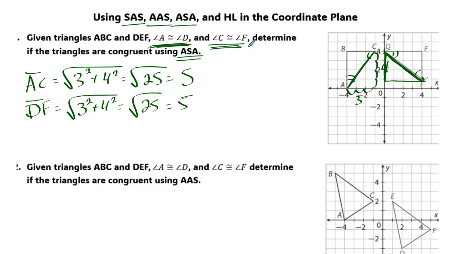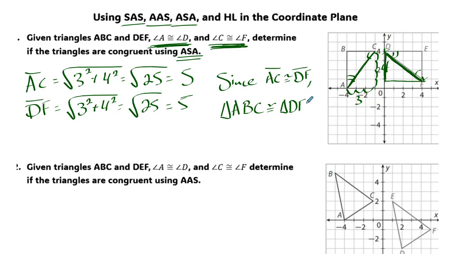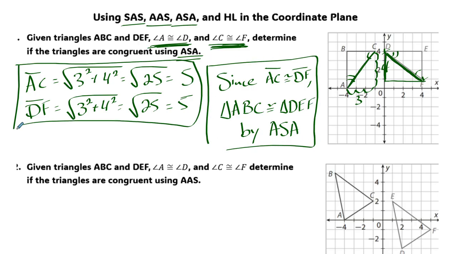So we were given these two angles already. Now we just need to say since AC is congruent to DF, and we have that given information, then triangle ABC is congruent to, A to B to C is the same as D to E to F, by angle, side, angle. These are the two parts that you need to show. You need to show that you know that these two sides are the same, and since you know that they're the same, we could say that these triangles are congruent by that theorem.